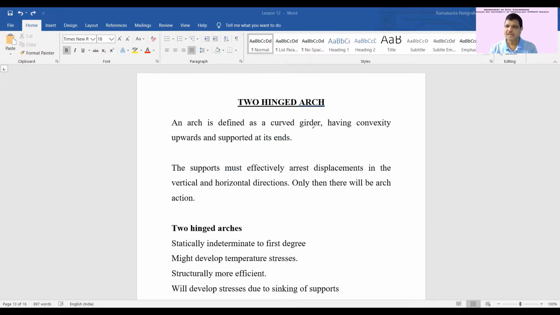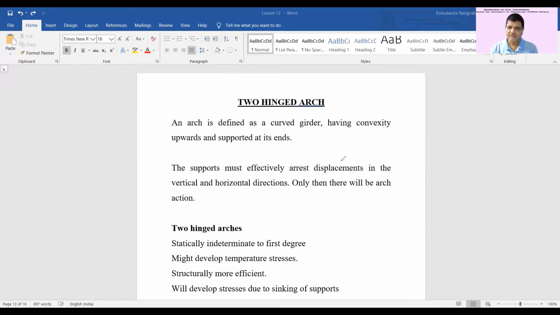Again, any kind of load can come to the arch. That may be a point load, that may be a uniformly distributed load, so that has to be taken care of by the arch. Now the supports must effectively arrest displacements in the vertical and horizontal direction. Only then there will be arch action. You have already studied the difference between a beam and an arch. In a beam, flexure or bending is the important action.